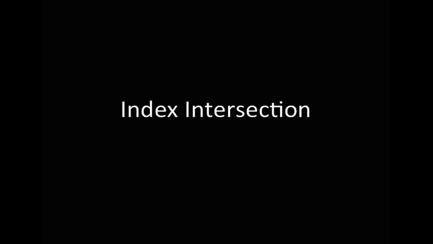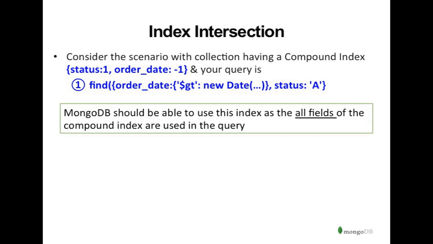So now that we know what indexes can be done, there is a special feature in MongoDB called index intersection. Let's go through this scenario. Suppose I have a compound index on status and order date in descending order, and I have a query, highlighted in blue, by order date and status equals A. In this case MongoDB should be able to use this index, because all the fields of the compound index are used in this query.